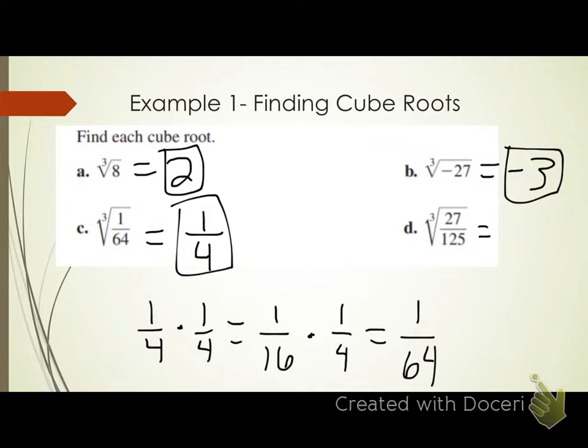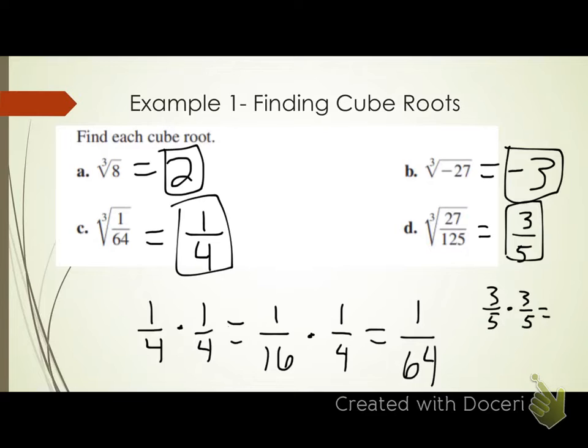3. 3 times 3 is 9. 9 times 3 is 27. And then now I can look at the denominator. What number times itself again gives me 125? We already said it. 5. Yep. And that works again because we're multiplying straight across.